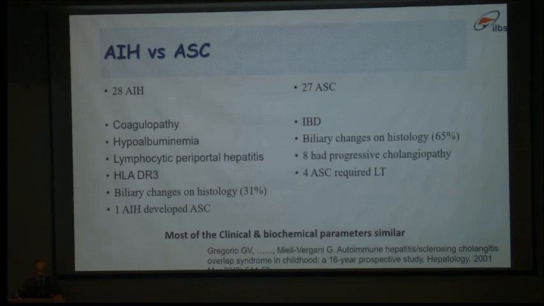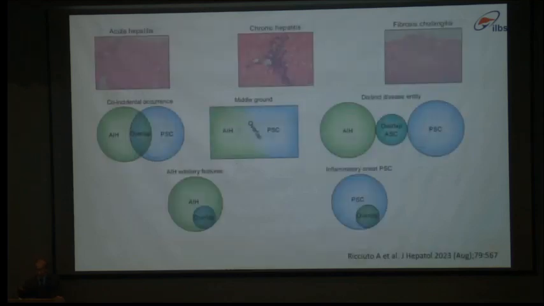Biliary changes on histology were more commonly seen with autoimmune sclerosing cholangitis, whereas in the autoimmune hepatitis cohort there were more parenchymal features like coagulopathy, hypoalbuminemia, periportal hepatitis, and also more HLA-DR3. And in the ASC patients, in 1/3 of the patients there was progressive cholangiopathy, and 4 of the ASC patients required liver transplant.